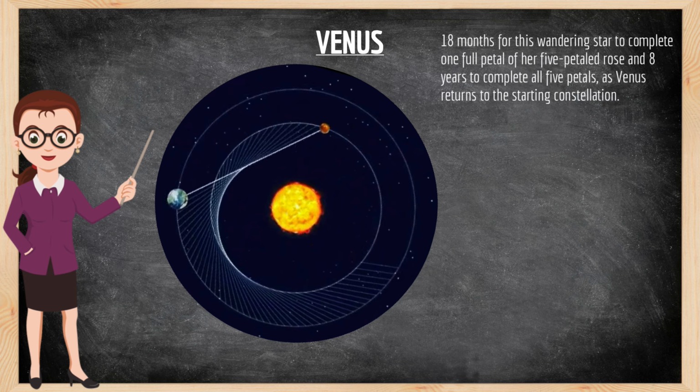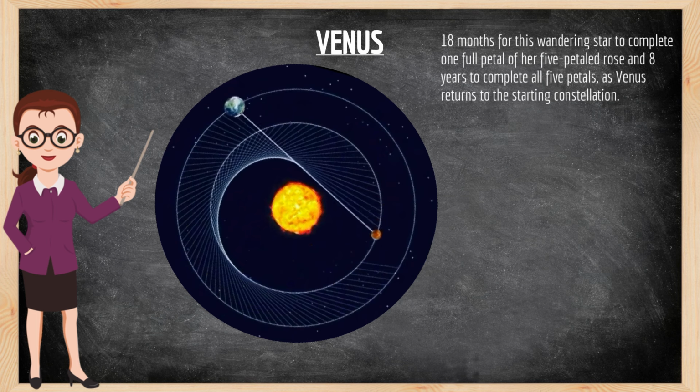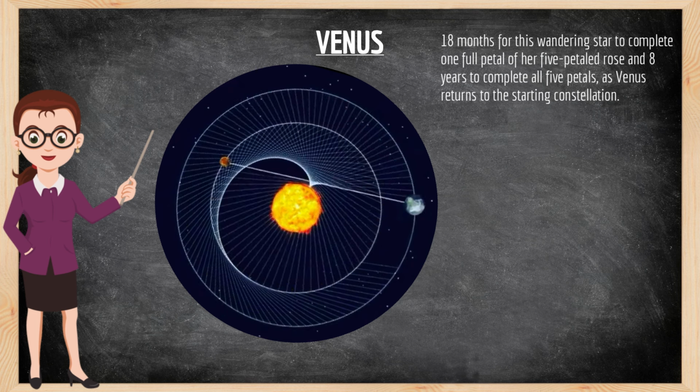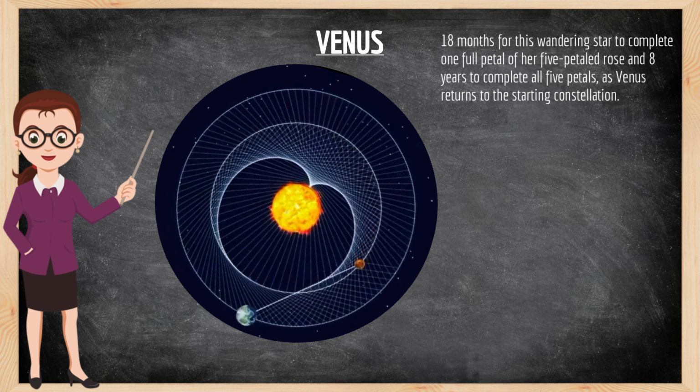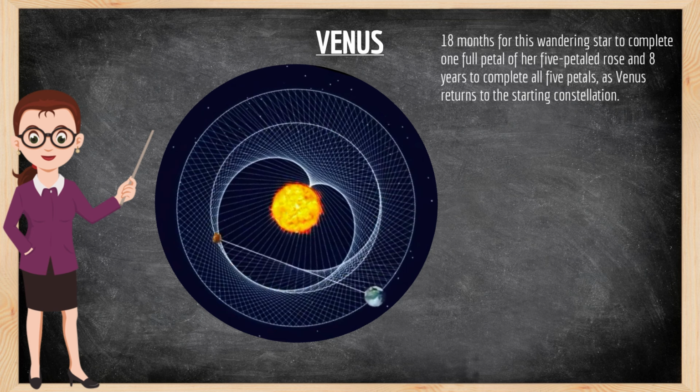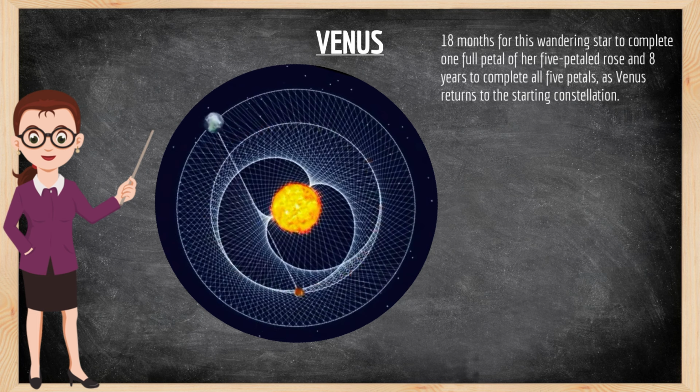It takes, as I said, 18 months for this wandering star to complete one full petal of her 5-petal rose, and 8 years to complete all 5 petals, as Venus returns to the starting constellation. Venus, being an inferior planet, means that it's simply between the Earth and the Sun. And I like to refer to it as more of an interior planet instead of an inferior planet. It makes more sense. It's interior. It's between us and the Sun.